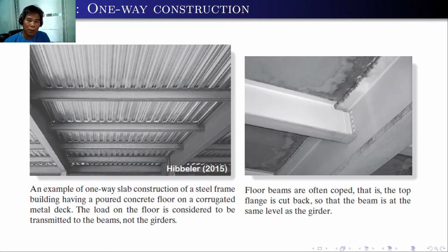Here is an example of a one-way construction. An example of one-way slab construction of a steel frame building having a poured concrete floor on a corrugated metal deck. The load on the floor is considered to be transmitted to the beams, not to the girders.